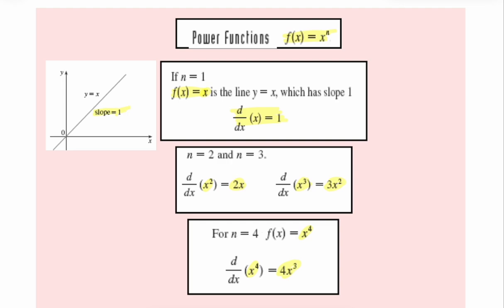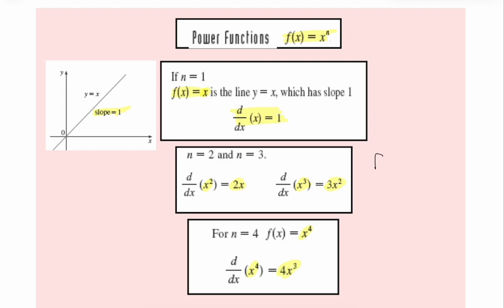Okay, let's go up to the top. The derivative of x to the first is 1. The derivative of x squared is 2x. The derivative of x cubed is 3x squared. The derivative of x to the fourth is 4x cubed. Anybody notice the pattern? Look at the pattern. The number in front is the power. The power is 1 less.